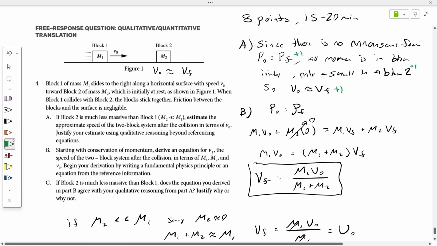Now, part B, they're giving out a lot of points. You get 1 point just for writing this down, another point for showing what each of these equal, and then another point for your final derivation. So that's a free 3 points right there if you know where to start, and you can just plug in the initial and final momenta and solve for v final, which is really nice.